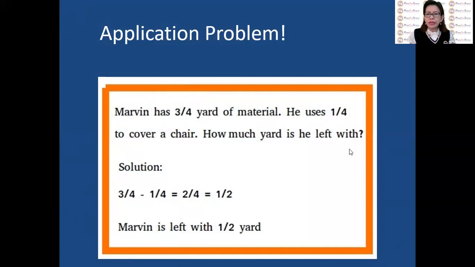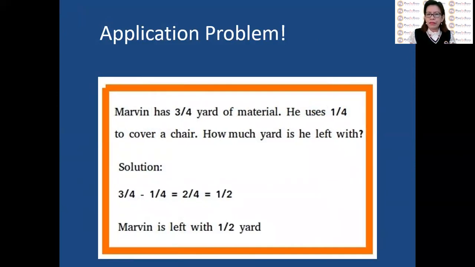Okay, when we are going to solve or analyze a story problem, we are going to find the keywords. Okay, so as you can see here, you have the word left. So that's the keyword, or that's the signal that we're going to use the operation subtraction.